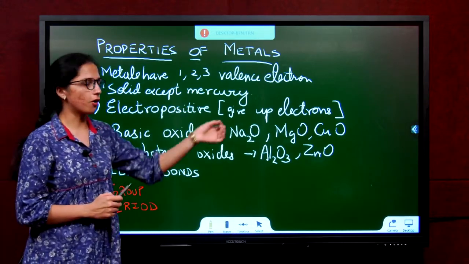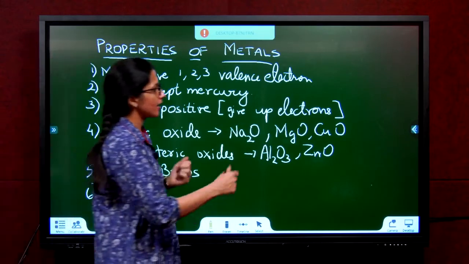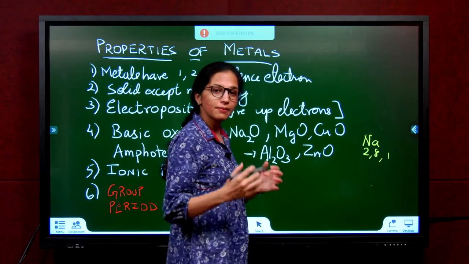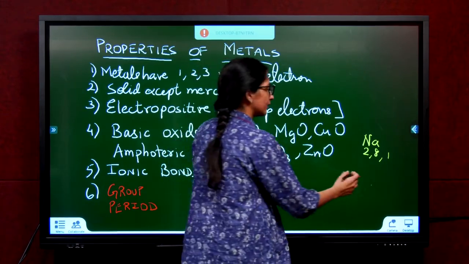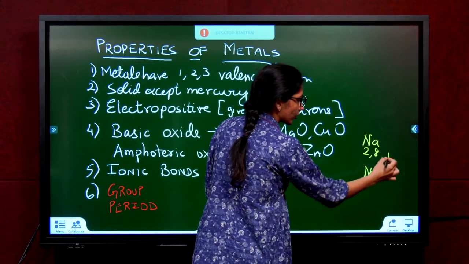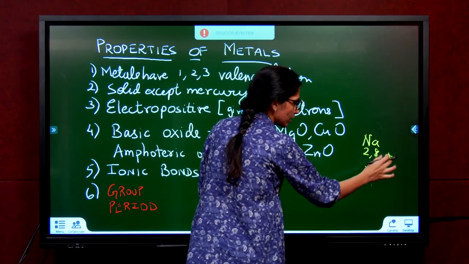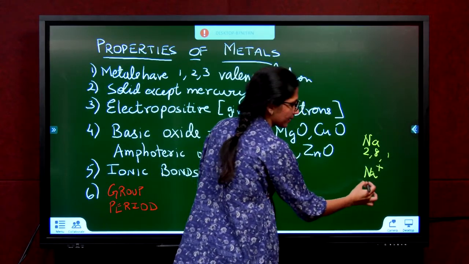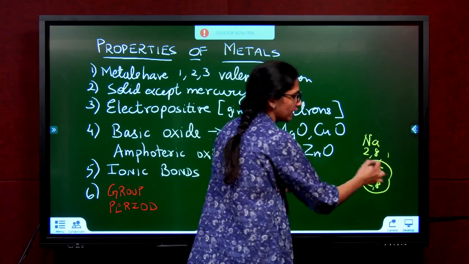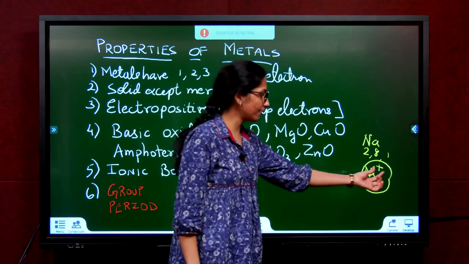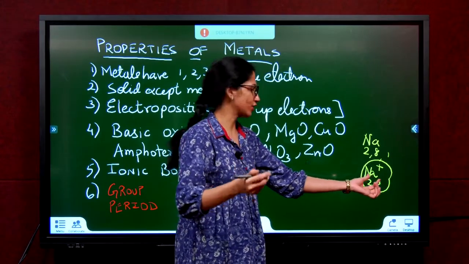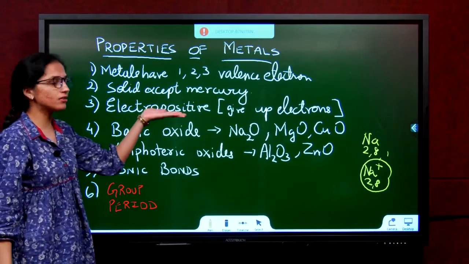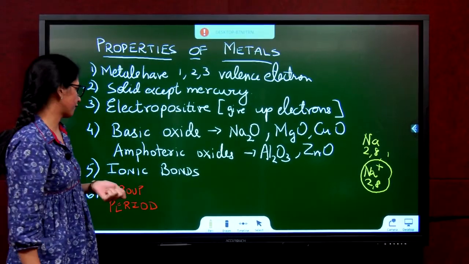Metals are electropositive. That means if sodium 2, 8, 1 wants to become stable, inert, what does it do? It gives away 1 electron. If it gives away 1 electron, it becomes Na+ with 2, 8. See, stable, and it has Na+. So it became electropositive, positive charge. How? It is giving up electrons. Anything that gives up electrons is known as electropositive.